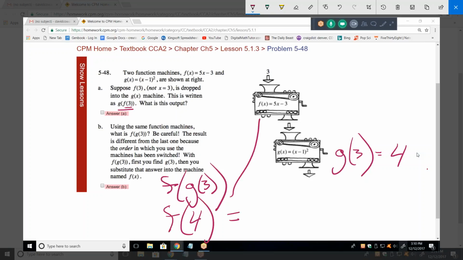Now you got to go to that function again. So then it'd be 17. That's how you do these. And order does matter. G of f of 3 was not the same as f of g of 3. First find g of 3, then substitute that into f of x.